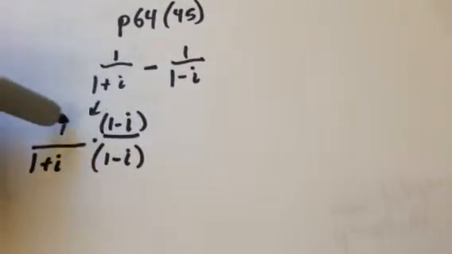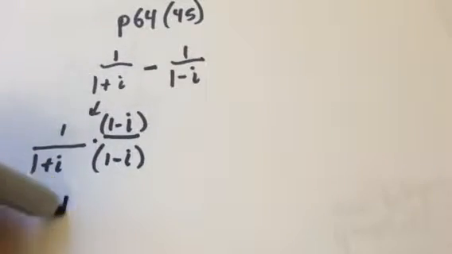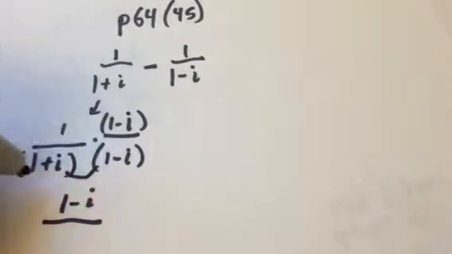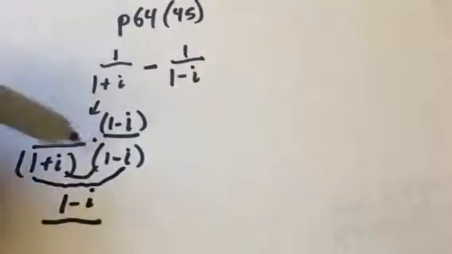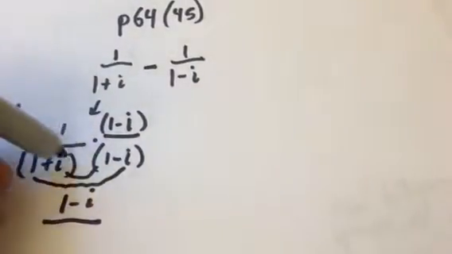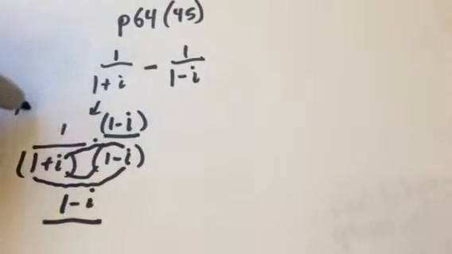And when I do that, up top I have 1 times that, so my numerator is just going to be that. And my denominator is this times itself. And when I multiply that out, remember the middle term is going to drop out. That's why I chose the conjugate. I, negative i. So what I end up with is 1 times 1 is 1. i times negative i is negative i squared, which is negative negative 1.